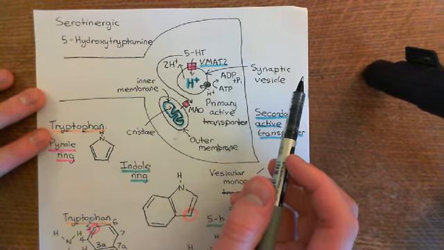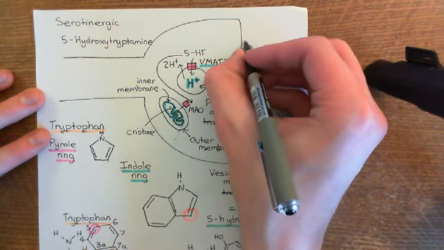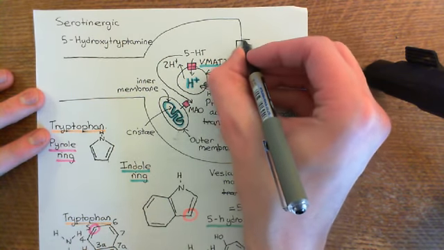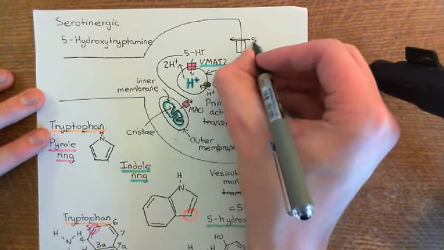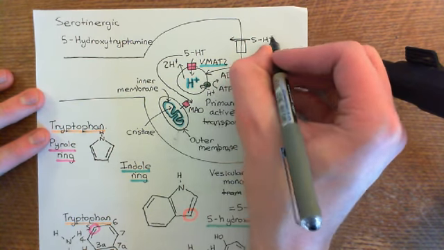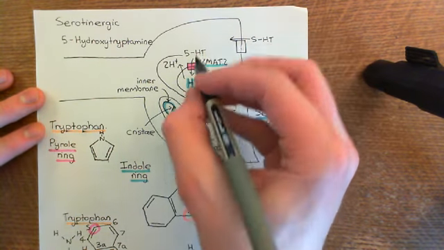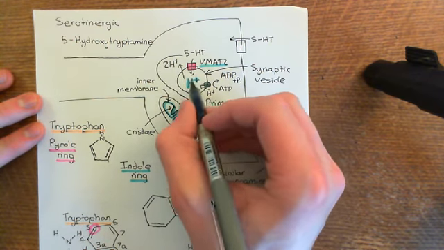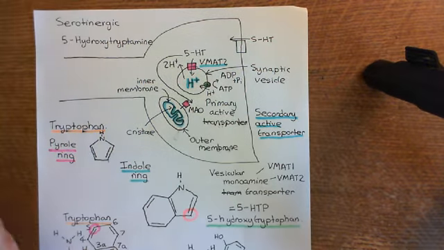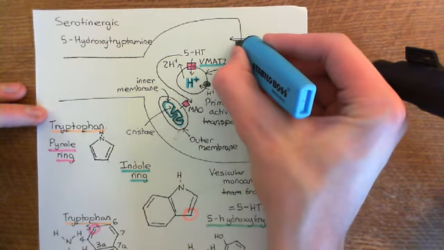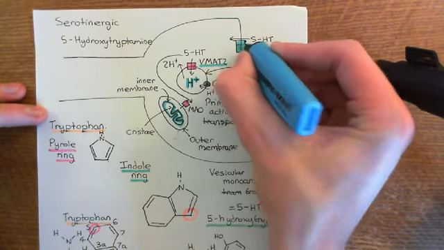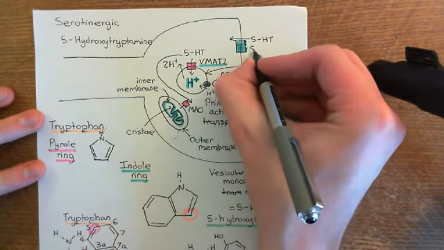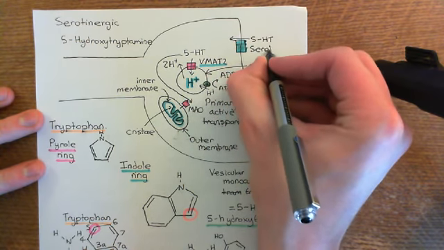Once it's been released, there are transporters on the presynaptic membrane here, which will then transport the serotonin back into the cytoplasm of the axon terminal. Once it's back in the cytoplasm of the axon terminal, it will either be reloaded into synaptic vesicles or it will be broken down by the monoamine oxidase enzymes. Now what we're going to study is this transporter, because this is very, very important. This is going to be the target for many of the antidepressant drugs.